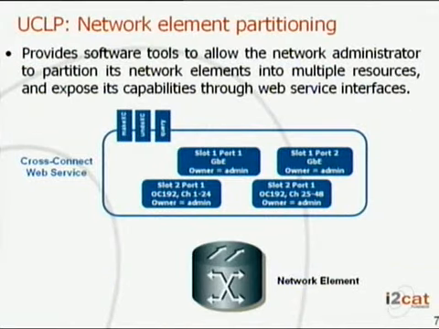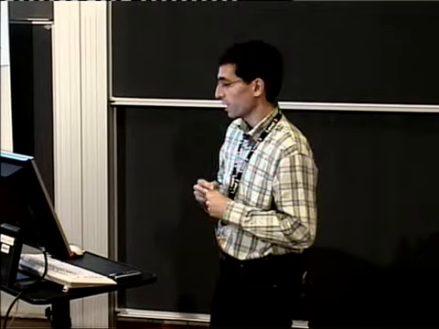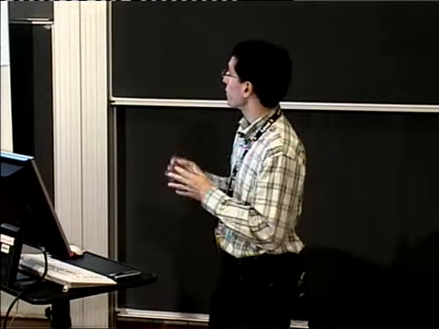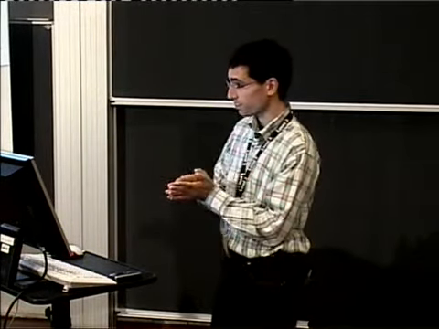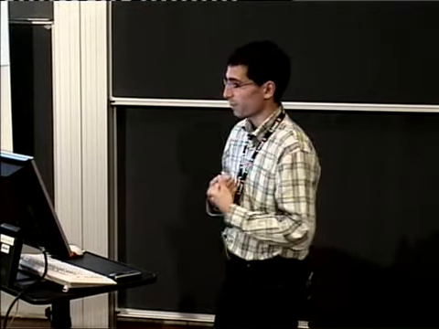So now I wanted to explain a little bit the different main features of UCLP through a path through the different layers. So we start with the lower layer. Here we see how we achieve what we call network element partitioning.